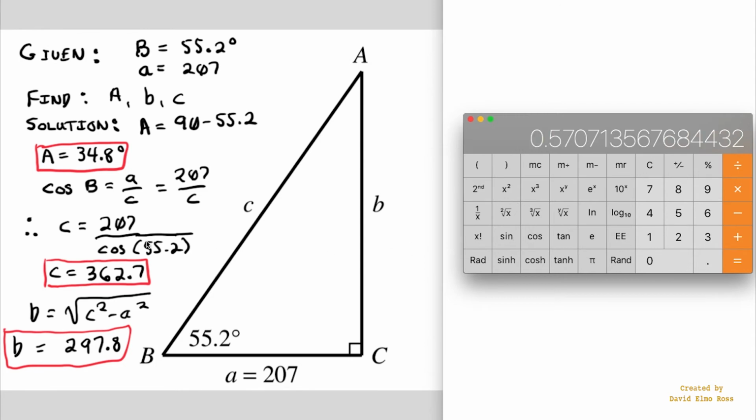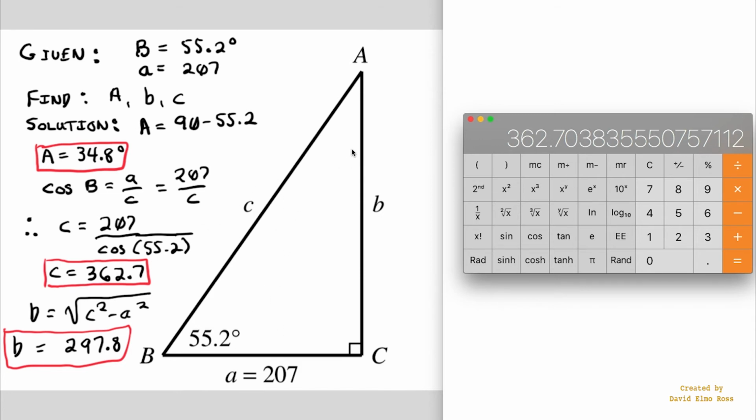And then we want to multiply that by 207. To do this, we need to do the inverse of that and then multiply this by 207. We get that the length of our hypotenuse here is 362.7 units.